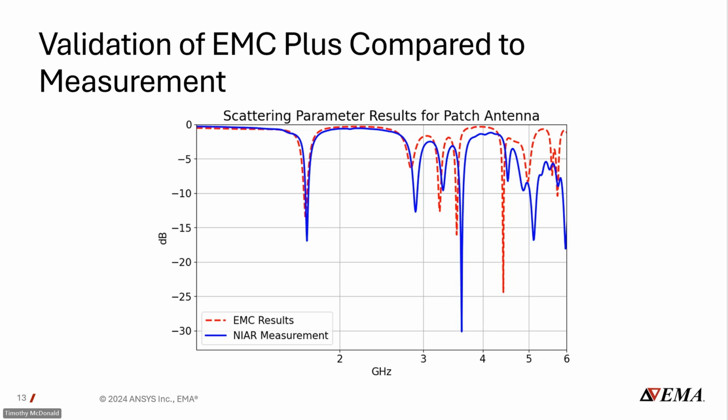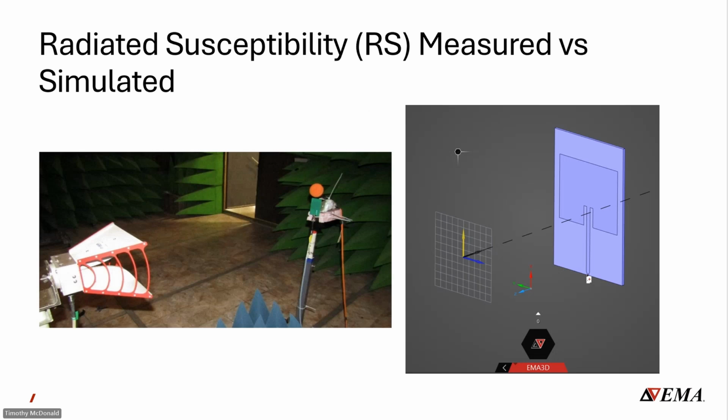So this was very promising that the printed circuit boards we're measuring are emitting correctly. And furthermore, that allows us to measure the radiated susceptibility correctly. Tim, if you want to move to the next slide.